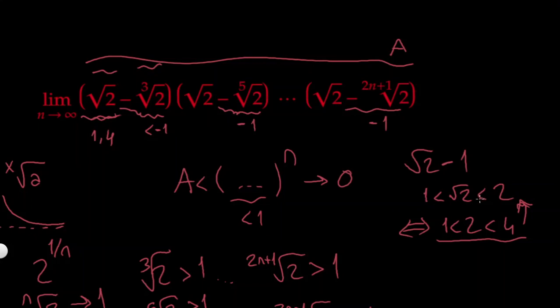So square root of 2 minus 1 is going to be positive, and it's going to be less than 1, because I'm just adding minus 1 to all sides. So therefore, I have n many terms, all of these are less than square root of 2 minus 1, and a is less than this thing, and this thing is less than 1. And I know that if I take the n-th power of something that is less than 1, this limit is going to go to 0. So this is our answer.